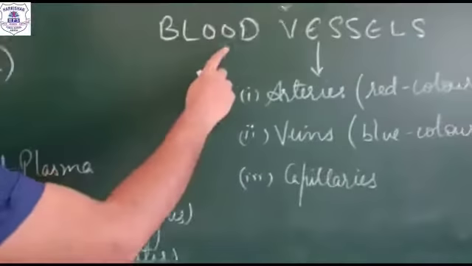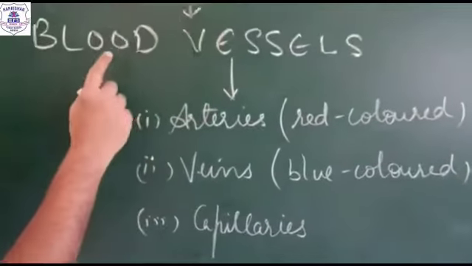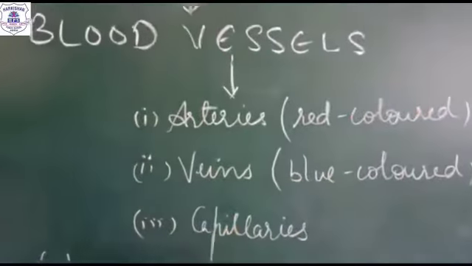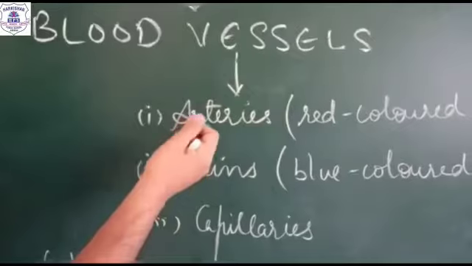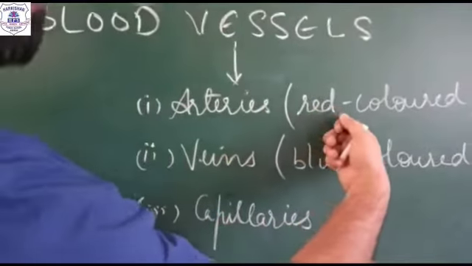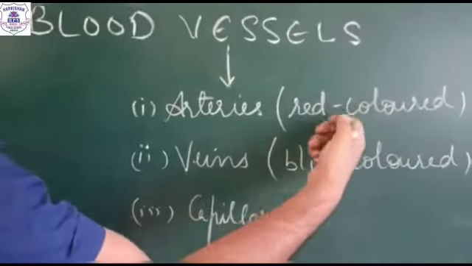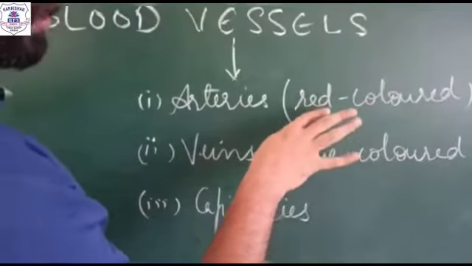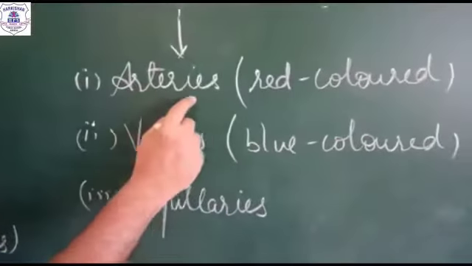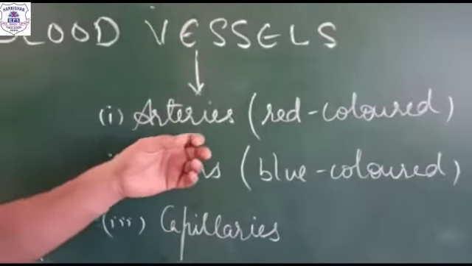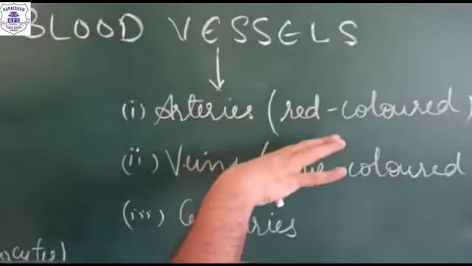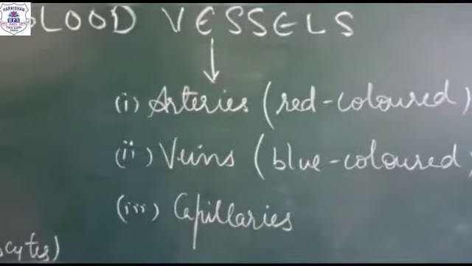The next component of the circulatory system is the blood vessels. Means the path through which the blood flows. These vessels are of three types. First is the arteries. They are normally shown with the red color. These arteries carry the oxygenated blood, means the blood which is rich in oxygen, from the heart to different parts of the body.